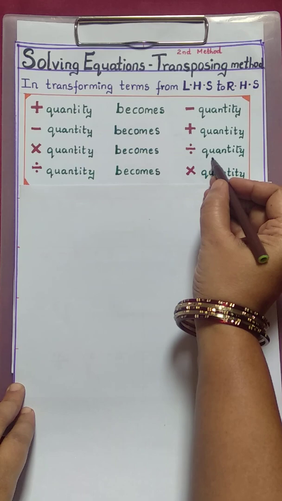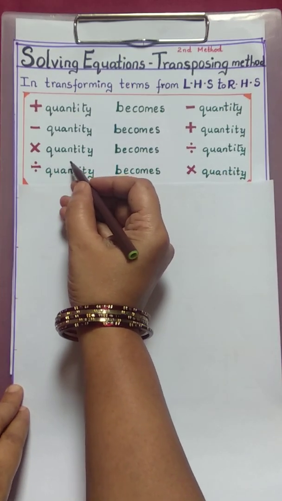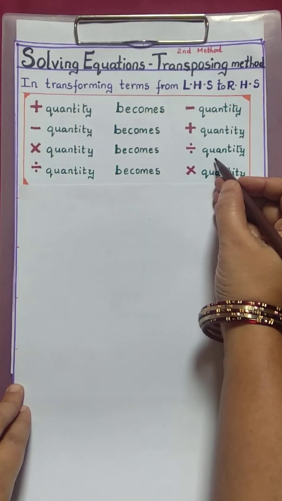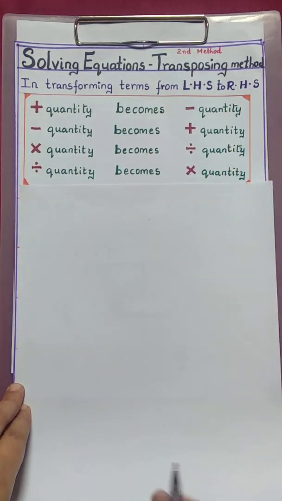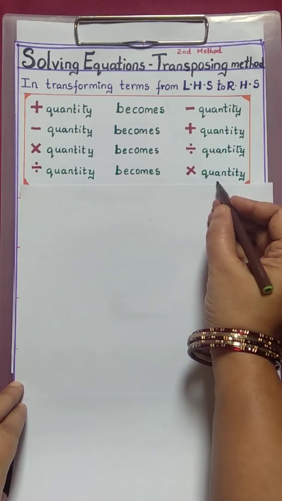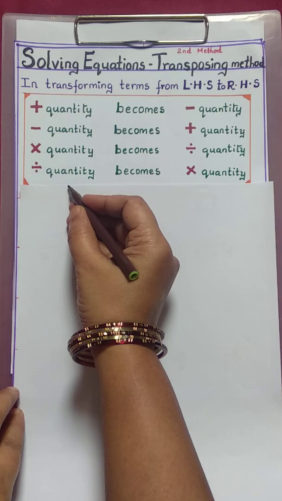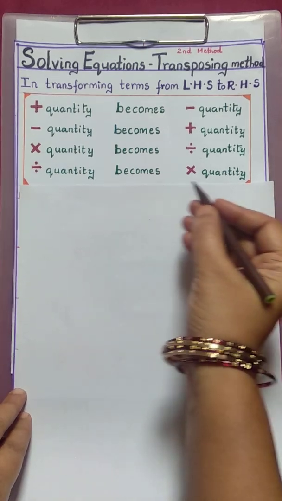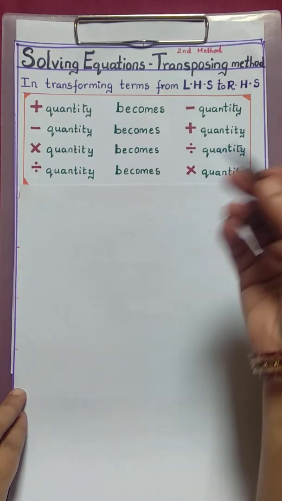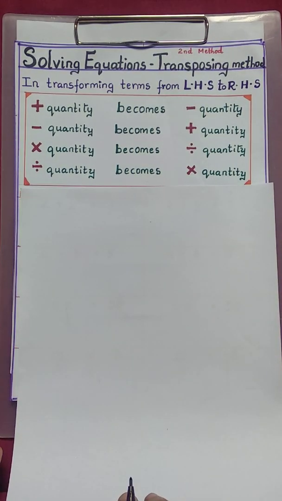Multiplication quantity becomes division quantity. When we multiply a term on one side of the equation, it is divided when we transpose it to the other side of the equation. Division quantity becomes multiplication quantity. When we divide one side of the equation by a term, it is multiplied when we transpose it to the other side. Now, using these rules, we solve some equations.